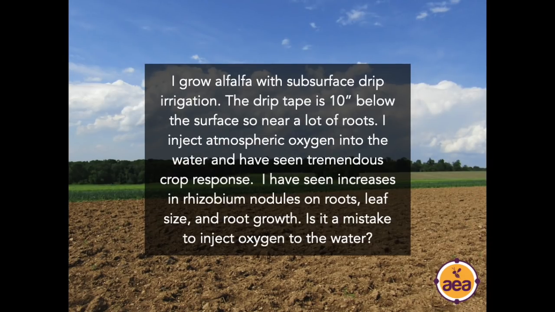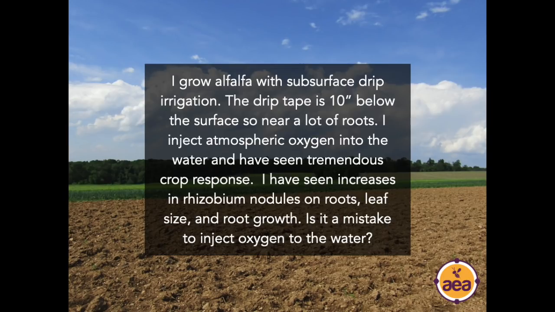Question from Frank. I grow alfalfa with subsurface drip irrigation. The drip tape is 10 inches below the surface, so near a lot of roots. I inject atmospheric oxygen into the water, and I've seen tremendous crop response. I've seen increase in rhizobium nodules on roots and increased leaf size, increased root growth. Is it a mistake to inject oxygen into the water?